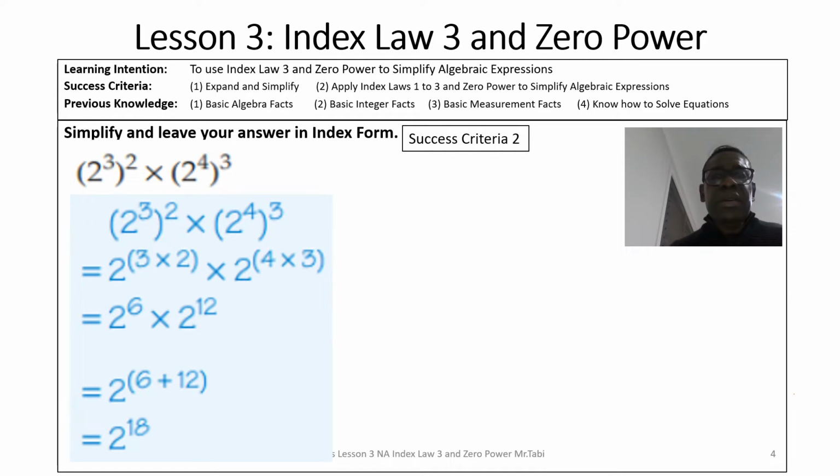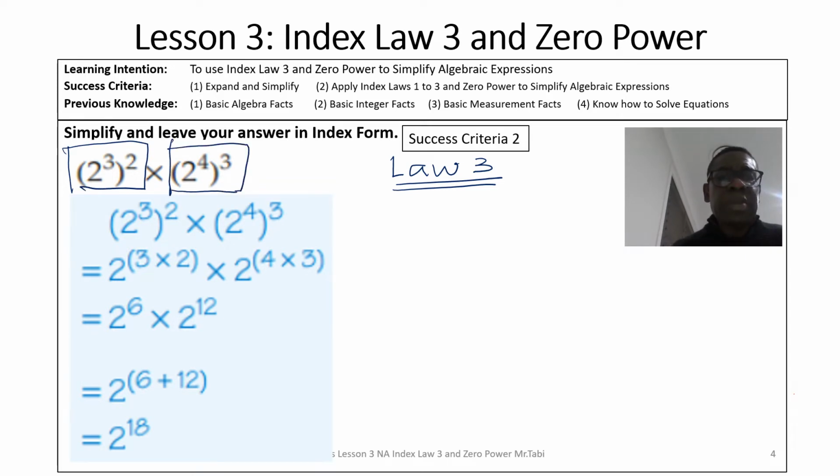Let's apply index law 3 again. So here we are using the index law 3, which is the power of a power. So 2 to the power of 3, to the power of 2, times 2 to the power of 4, to the power of 3. The first one gives you 3 times 2 because you have to multiply those powers, and the second one you have to multiply the powers 4 times 3. 2 times 3 gives you power 6, and 4 times 3 gives you the power of 12.